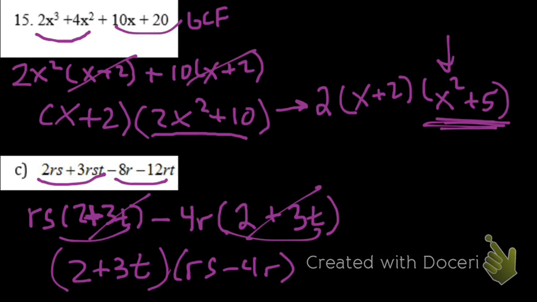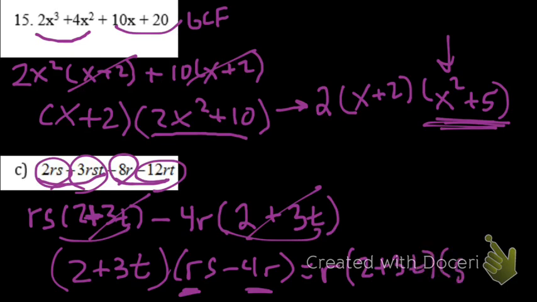And if you notice, again, I forgot to pull out the GCF at the beginning. Each of these terms is divisible by r. So now I have a factor with a common factor of r in it, so I can pull that out. And then we still have 2 plus 3t, and then we still have s minus 4. So this would be our completely factored answer. Alright, so don't make the mistake I just made twice. Pull out the GCF at the beginning.